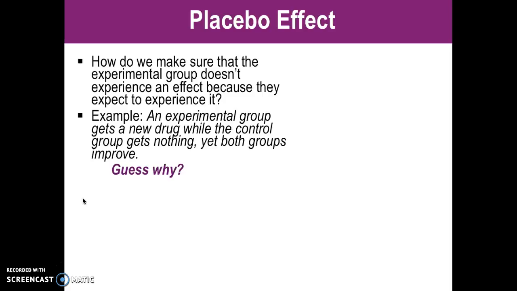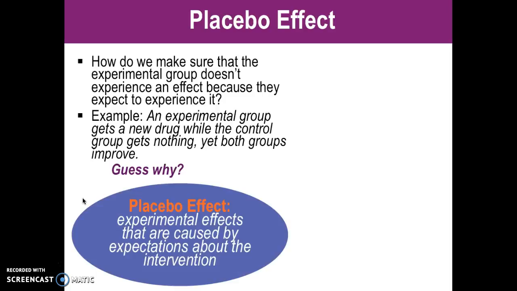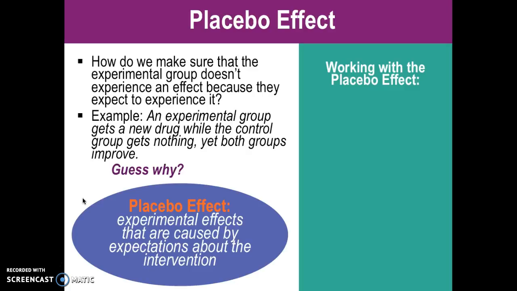Exactly. Because the experimental group says, oh yeah, that medicine, it really helped. It's called a placebo effect, where they feel like the effect actually happened when in reality it didn't. So the placebo effect is when the experimental effects are caused by expectations about the intervention, about the independent variable, all right? So how can we work with this placebo effect?